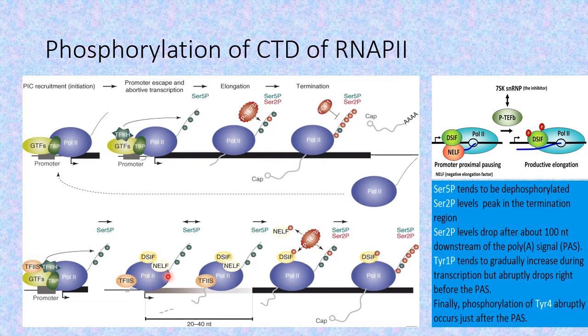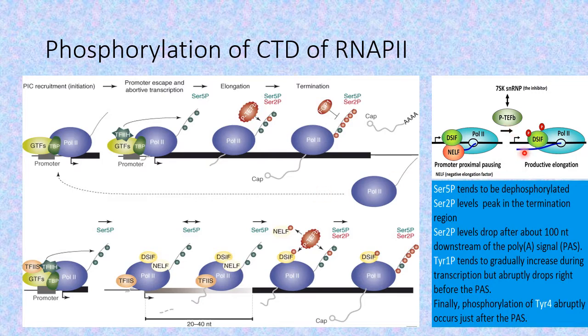And in order to carry on the process of transcription beyond this point where it aborts, phosphorylation of these two regulator proteins is essential. And this phosphorylation of DSIF and the NELF, which is the negative elongation factor, is carried out by a protein that is PTEFB.